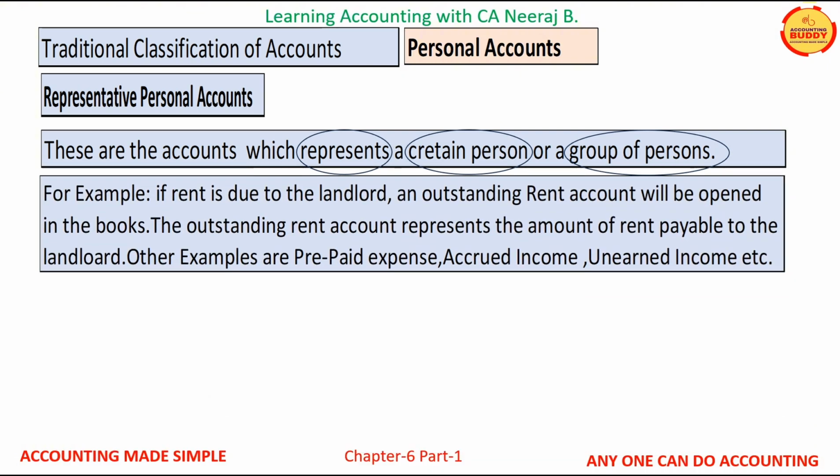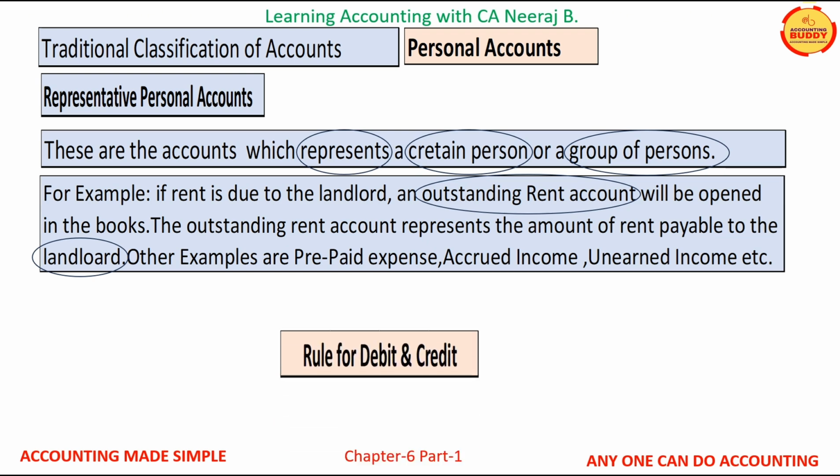If the rent is due to the landlord, an outstanding rent account will be opened in the books of accounts of the business. The outstanding rent account represents the amount of the rent payable to the landlord. Therefore, outstanding expense account including prepaid expense account, accrued income account, and unearned income account are some of the examples of representative personal accounts.